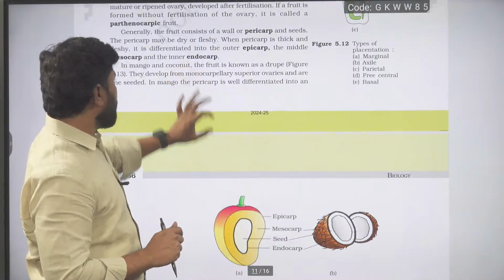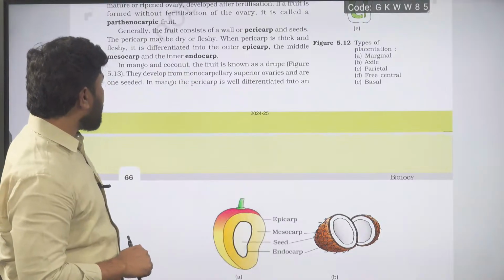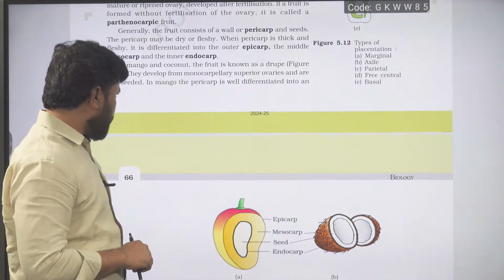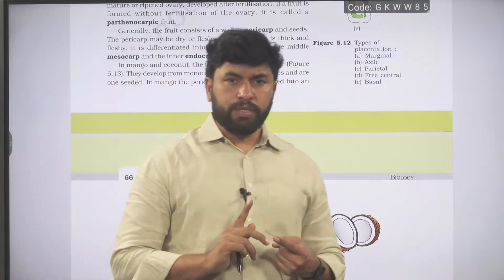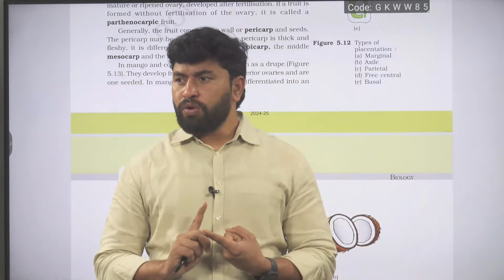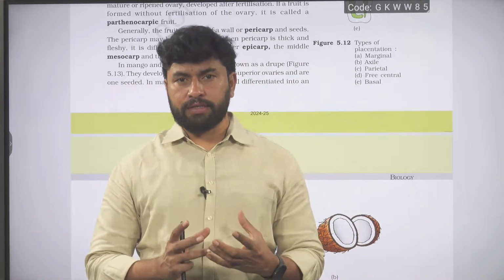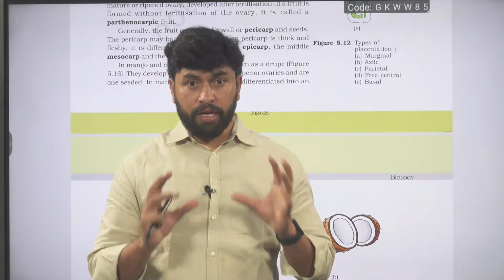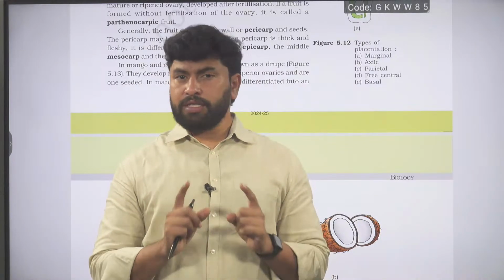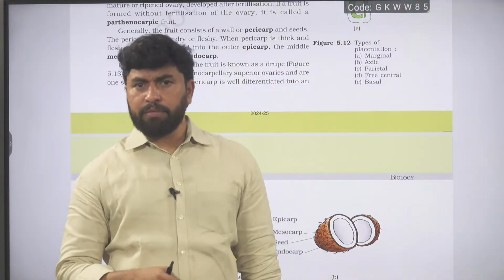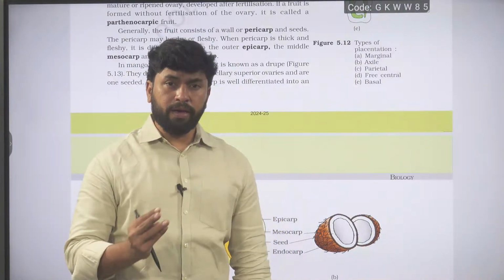Very important. Here they mention drupes are developed from monocarpellary superior ovaries and which are one-seeded. Drupes are always developed from monocarpellary superior ovaries, having only one seed in their fruit. That's important.